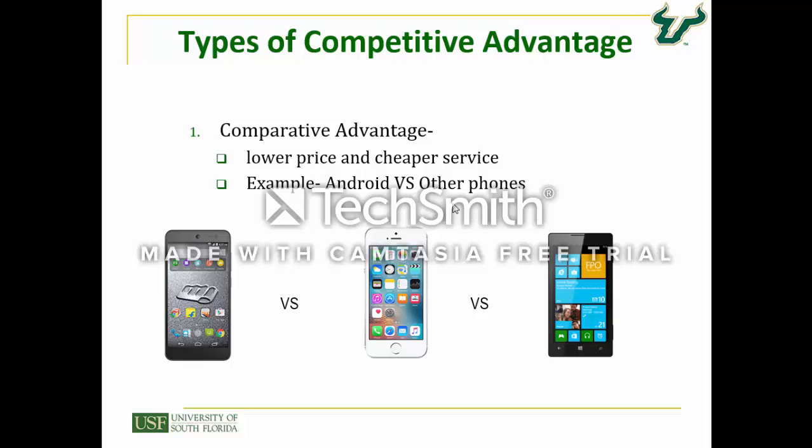Types of competitive advantage. The first one is comparative advantage, which depends on a lower price and cheaper service than its competitors, which shows the dominance of the company in the market, resulting in the generation of a larger sales margin. For example, Android cell phones since their inception have become more popular due to unlimited features and cheaper price tags as compared to other phones.